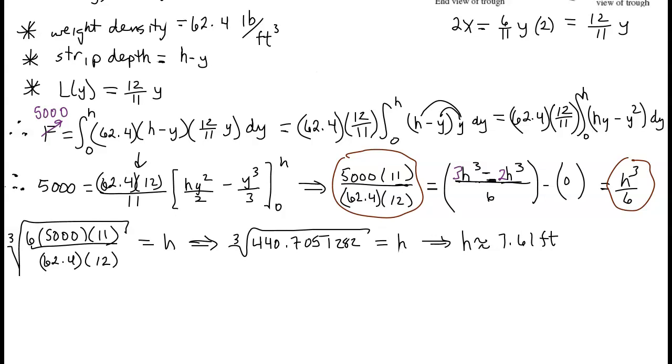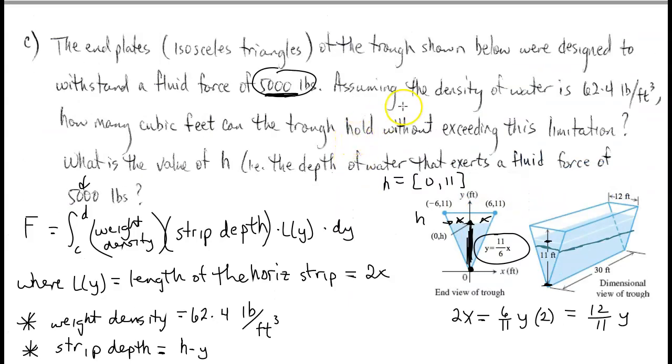Now, the other thing that we need to find out, and I'm actually going to go back to the beginning of the question here. So it says, assuming the density of water is 62.4 pounds per cubic foot, how many cubic feet can a trough hold without exceeding this limitation? Okay, so now that we know what the height of the water is, we can now figure out what the actual volume, in other words, cubic feet, that's going to be.